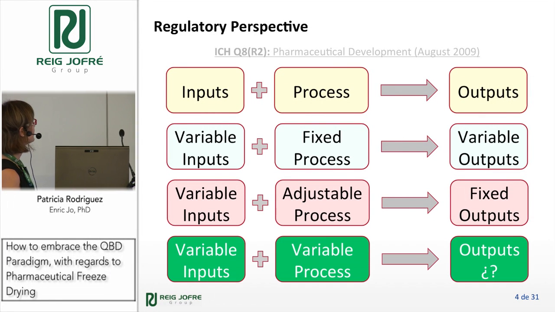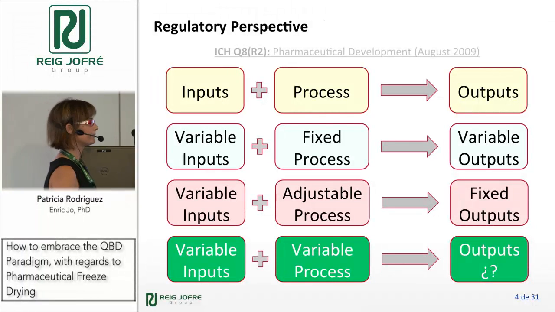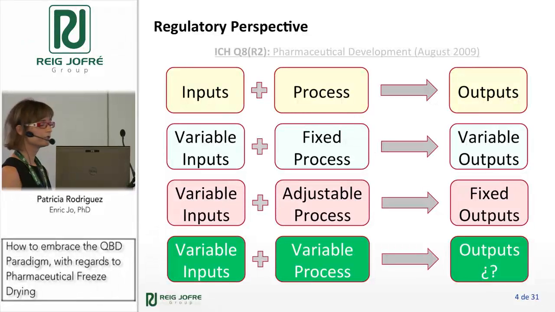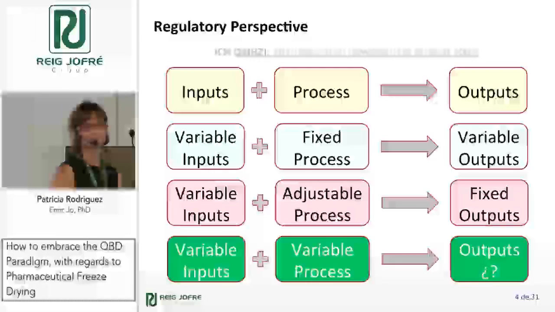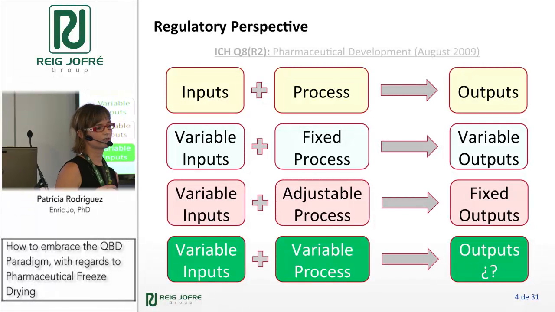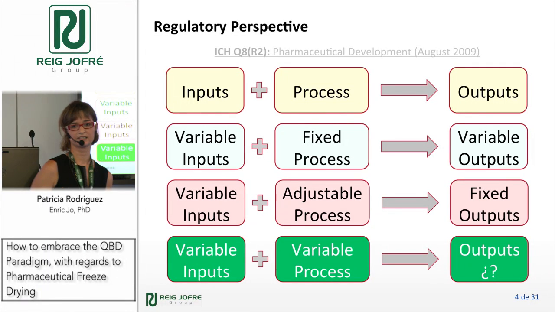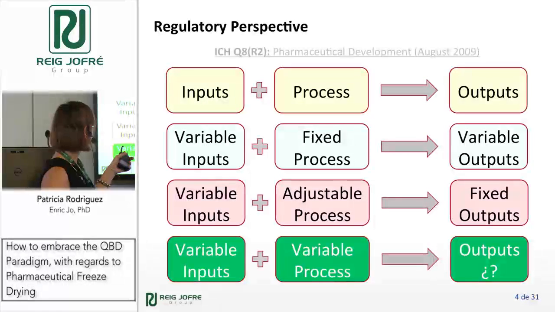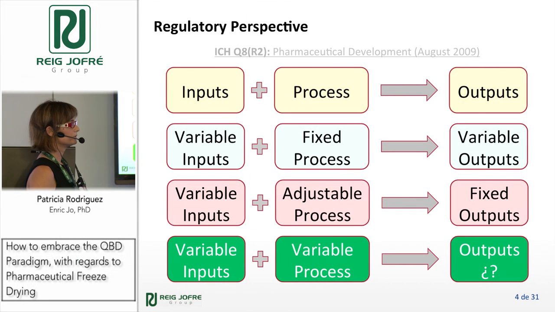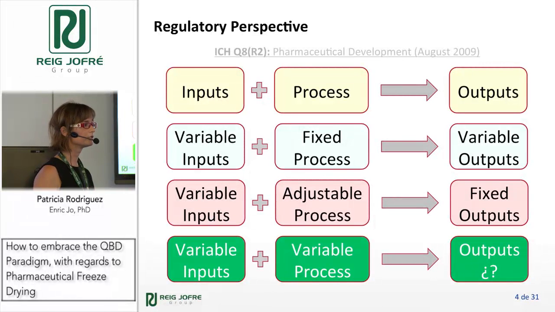Well, we have the variable inputs, and we want to apply a variable process in order to get some outputs. Well, the variable process is totally on the contrary of the validation criteria. But if we have defined our risk assessment and our design space and all my outputs are inside the specifications, I don't mind that the inputs could be variable. So this is what we have to manage. So we are going to evaluate the group inputs and process and manage this variation.